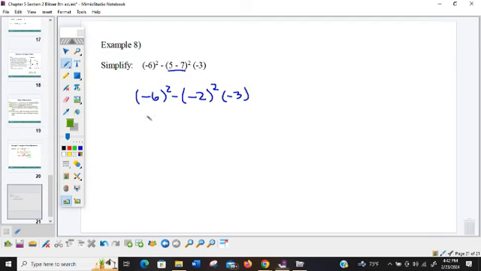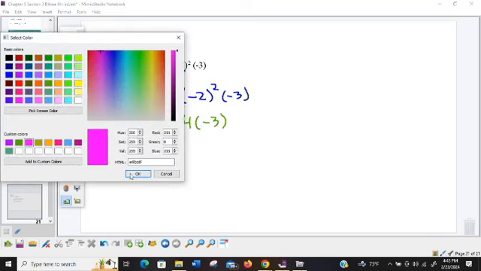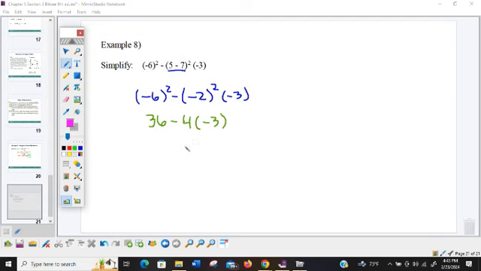Negative 6 times negative 6 is a positive 36, minus negative 2 times negative 2 is a positive 4. And then, you guys, this just means times negative 3. When there's nothing between them, you're actually multiplying there. So next step, step 3, I'm going to be doing multiplication and division from left to right. So I'm going to bring down the 36 and the minus. 4 times negative 3 is negative 12.